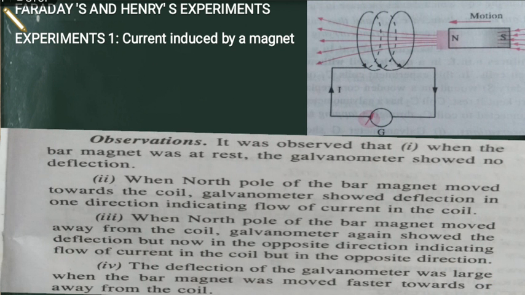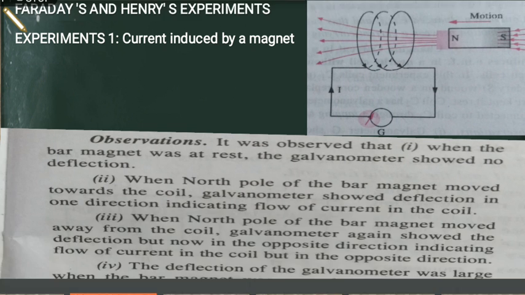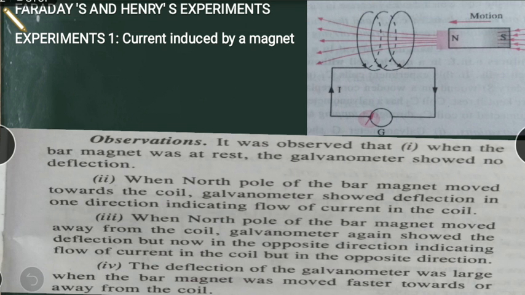Let's see the experiment, Faraday's and Henry's experiment. The first experiment was current induced by a magnet. Okay. So in the diagram, you can see a coil having a number of turns, a bar magnet with north and south pole. Here the ends of the coil are connected to the galvanometer.